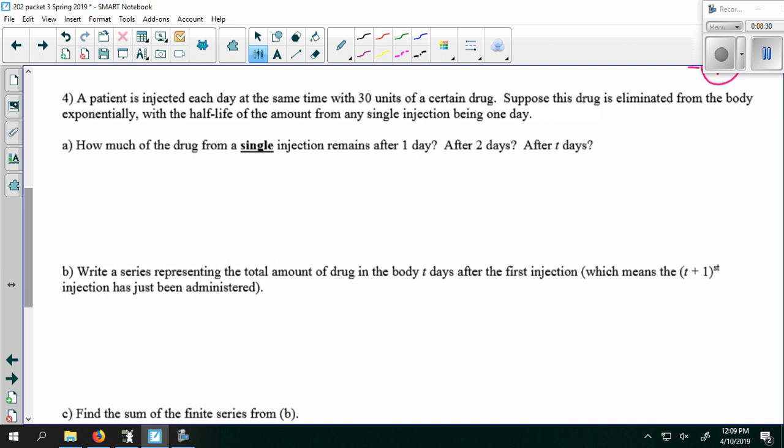So a single injection begins with 30 units of the drug, and half remains at the end of each day. So we multiply by a half for however many days have passed. So that's the amount left from a single injection after T days.